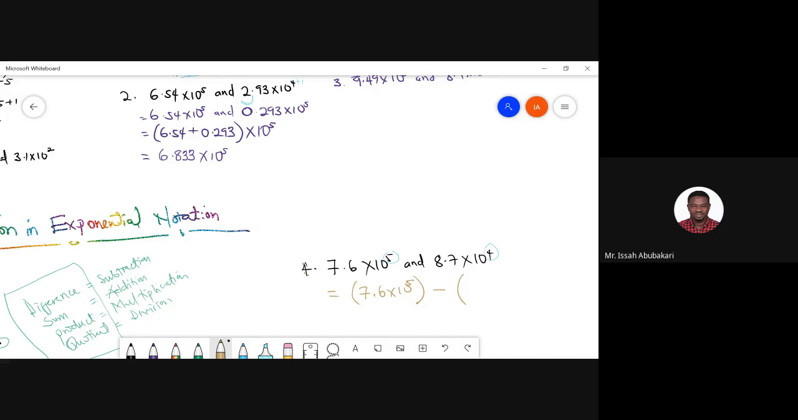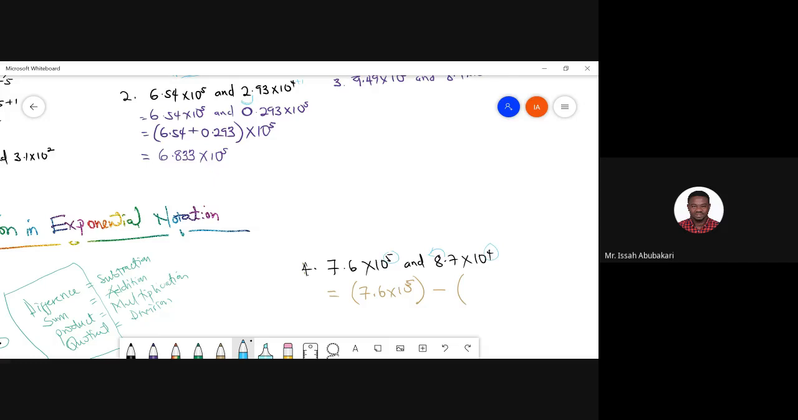Now, if you want to change the power, we can only do it by moving the point. And we have two options here. We can move the point to the right, or we can move the point to the left. And I said when you move to the right, it means negative, and when you move to the left, it becomes positive. Now, we have power 4 here, and we want to move it to power 5. It means we need to add 1. And adding is positive. So we will move the point to the left.